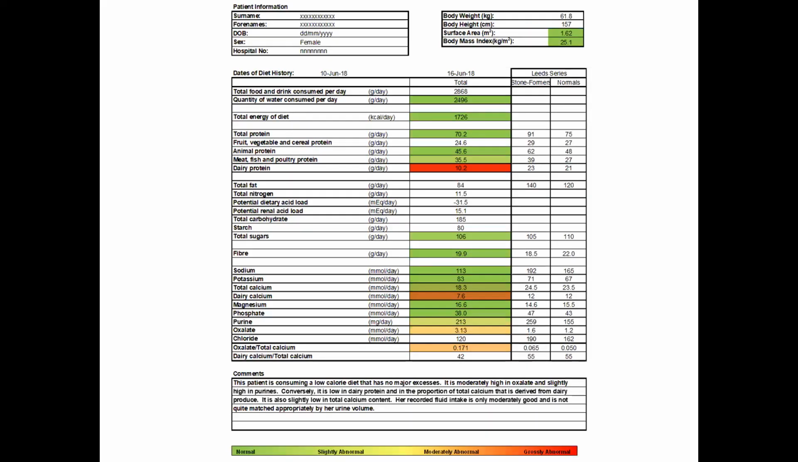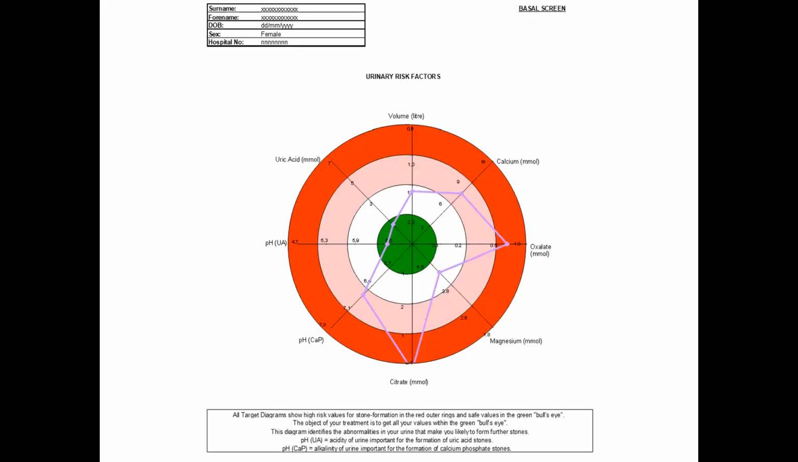And this is the table generated by the software after analysis of the dietary history. By analyzing all those results, we add a comment on whether the patient is taking high oxalate or calcium or any risk associated with diet.